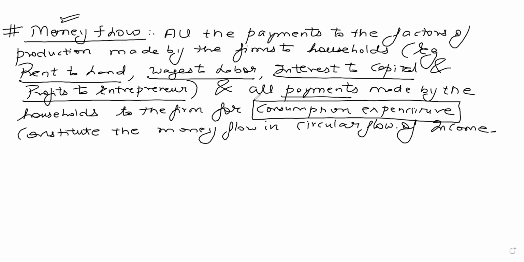Households are buying goods and services from the firms, and they are paying the firms for those goods and services. Again, money is involved here. So both these constitute the money flow in the circular flow of income. So I hope students have understood the real flow and the money flow. Once I draw the diagram, all this will become even more clear.